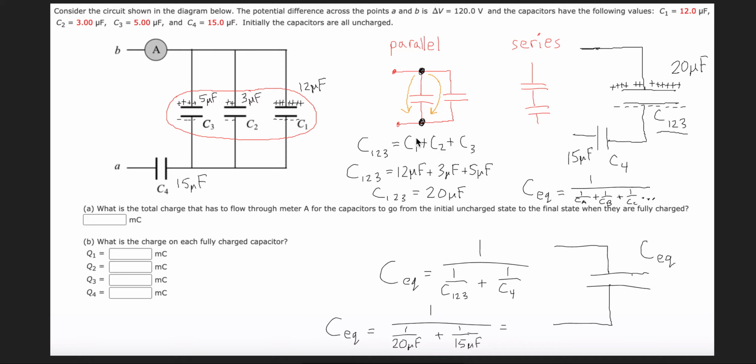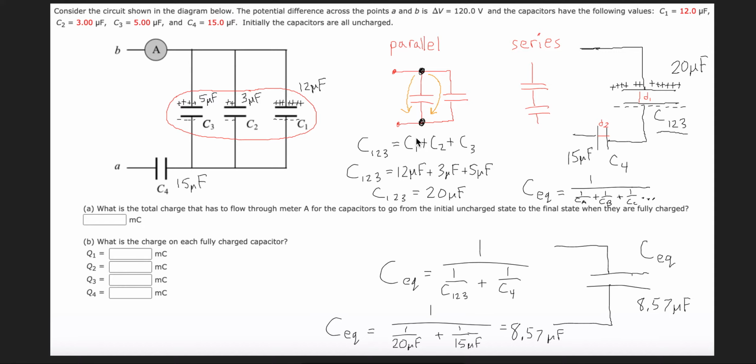I'm getting 8.57 microfarads. Now, interestingly, CEQ for series will always be less than any individual capacitor that we had originally. One of the reasons for this is that the electrons are forced to be attracted across a gap, which could be called D, like maybe D1 here, and then they have to be attracted across another gap, D2. The larger the gap in the circuit, the less charge it can hold. That's one of the reasons why the equivalent capacitance is less than any one of them individually.